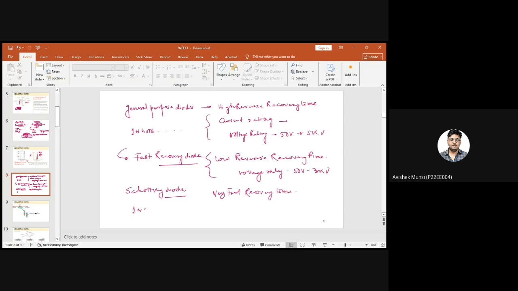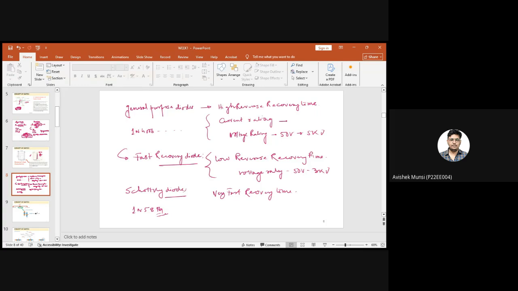Suppose 1N5808, this type is Schottky diodes. 1N5819 is very popular, in the 1 amp 40 volt range. So these are the types of diodes which we use, and diodes fall into the category of uncontrolled switch because we cannot control them ourselves.